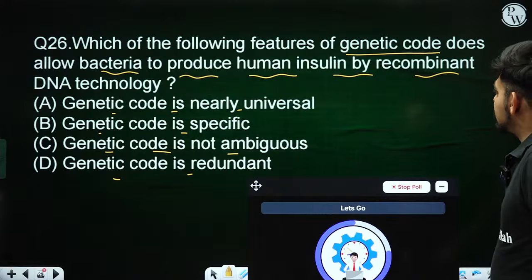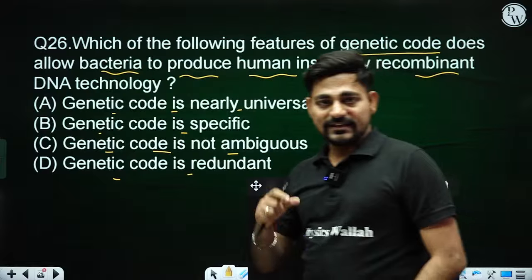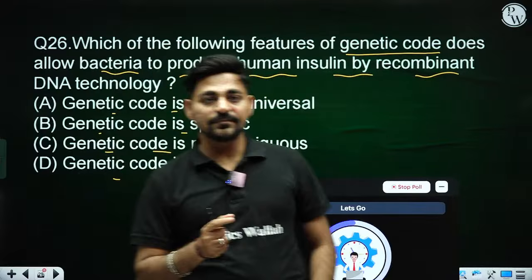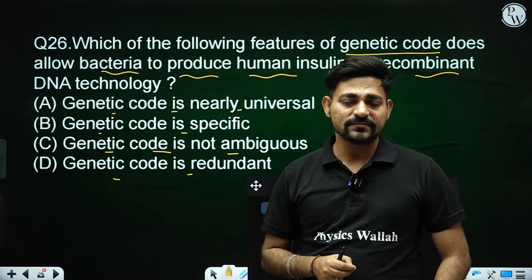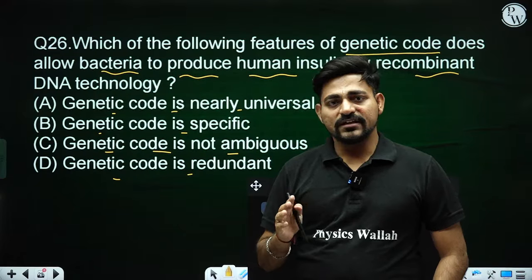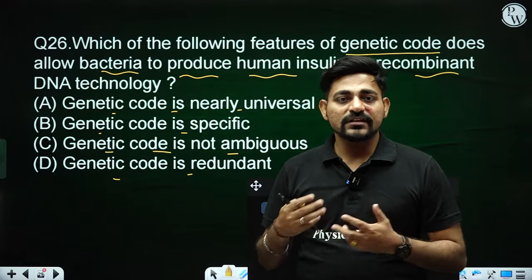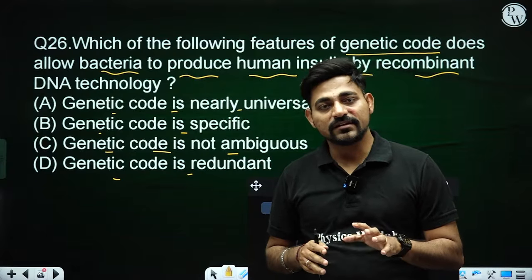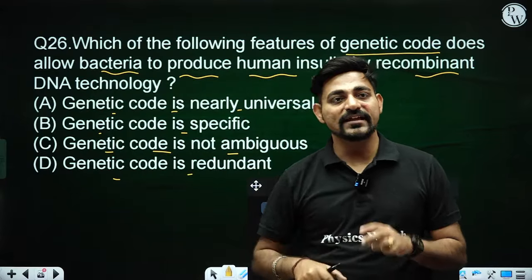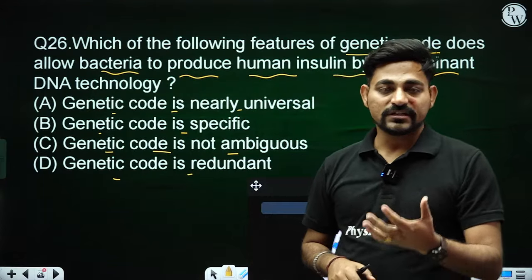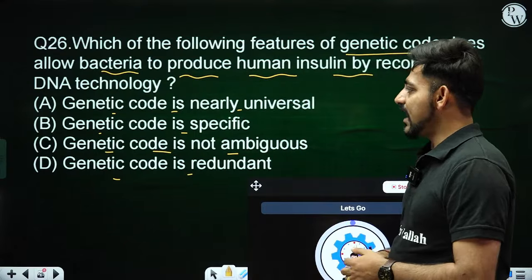Which of the following features of genetic code allows bacteria to produce human insulin? It means you can take a gene of interest from any organism and insert it inside another host or alien organism. The way our gene inside our body produces human insulin, in a similar manner the same gene inside a culture of bacteria, E. coli, is also producing human insulin.